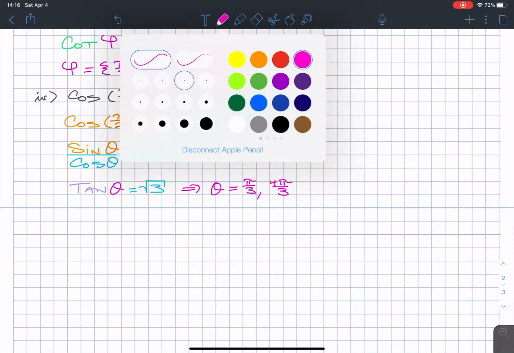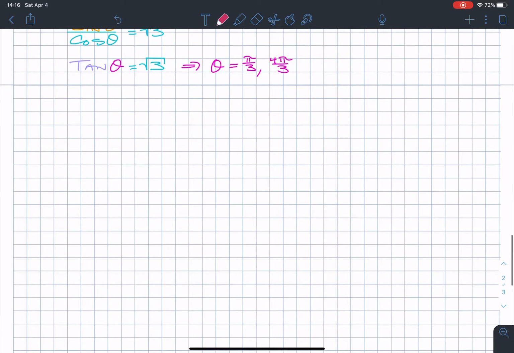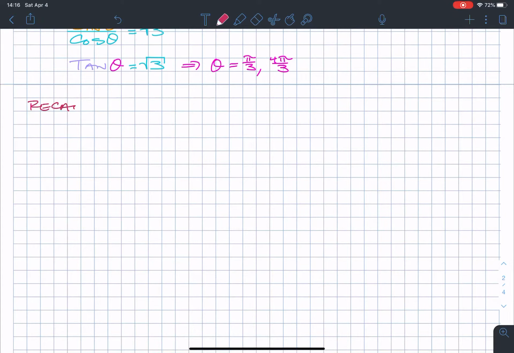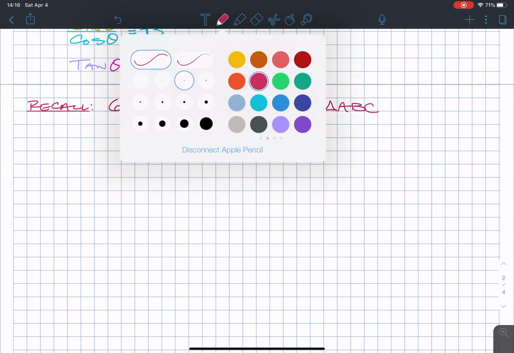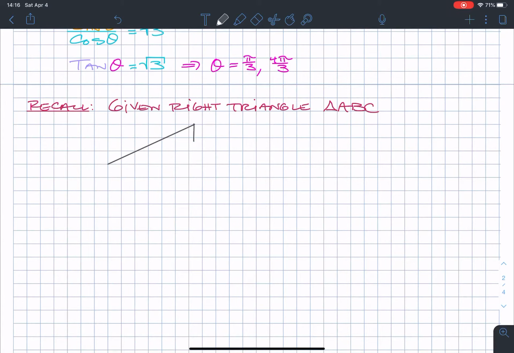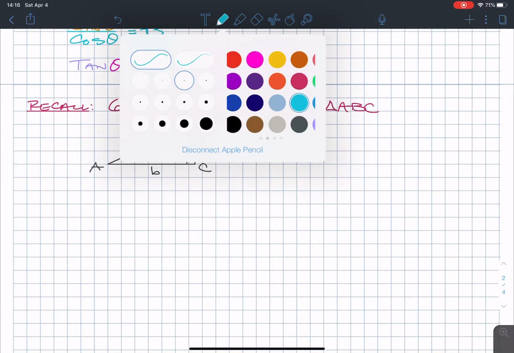Okay, so let's recall. So given a right triangle ABC, let me go ahead and draw a right triangle ABC. This is A, B, and C. Let's call this little side A, little side B, and little side C. Let's call this angle theta here.